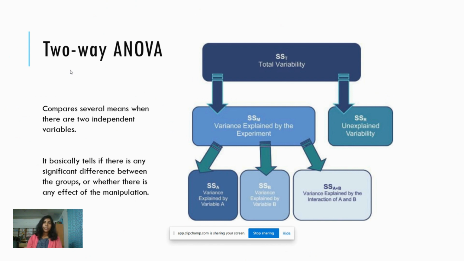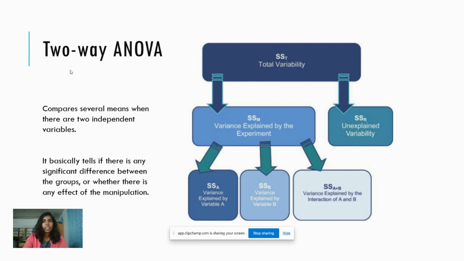Basically, two-way ANOVA is a parametric test that compares several means when there are two independent variables. It needs two independent variables which are generally categorical. And the end result will show you whether there is a significant difference between the groups or not, in other words, whether there is an effect of the manipulation. So this is very much similar to a one-way ANOVA.